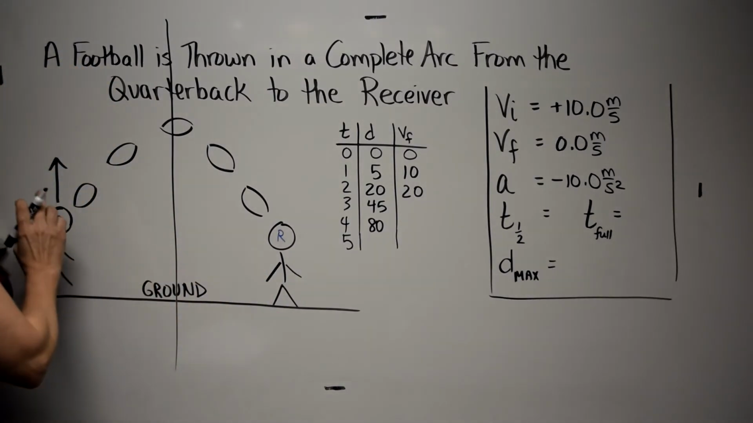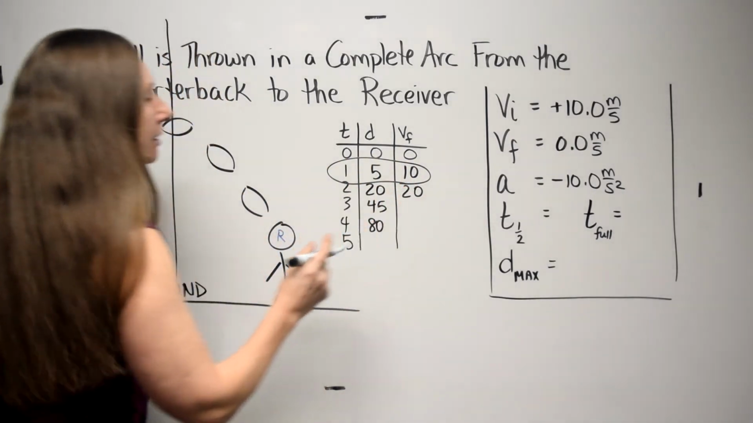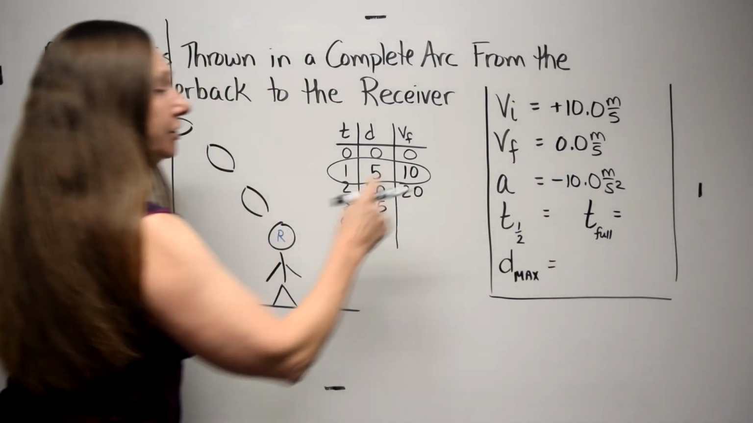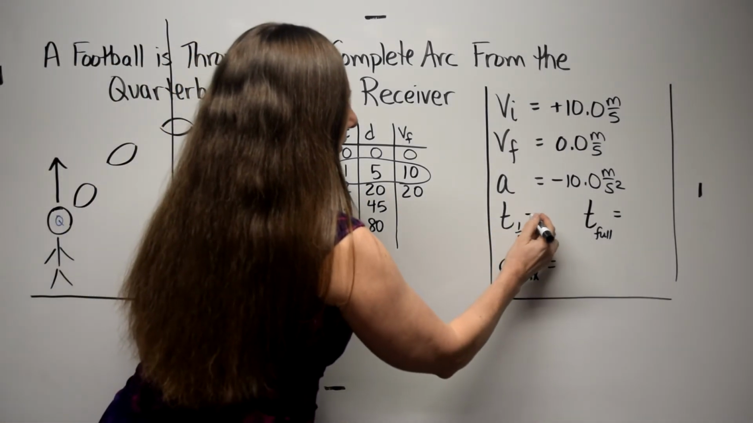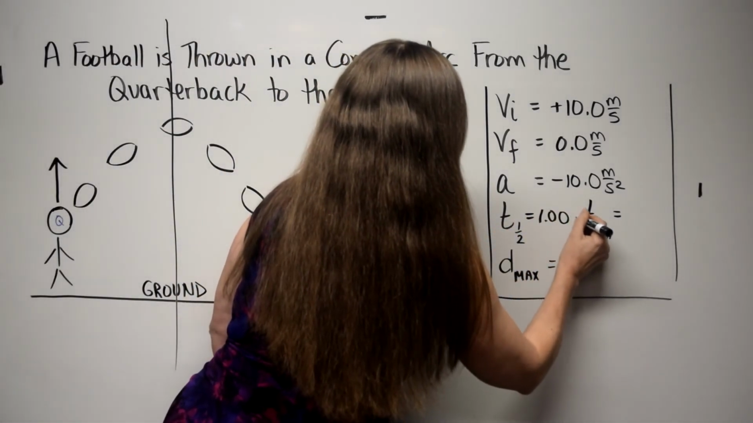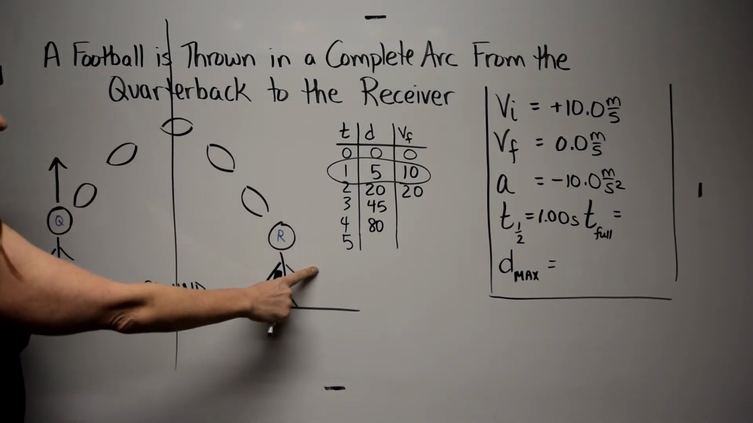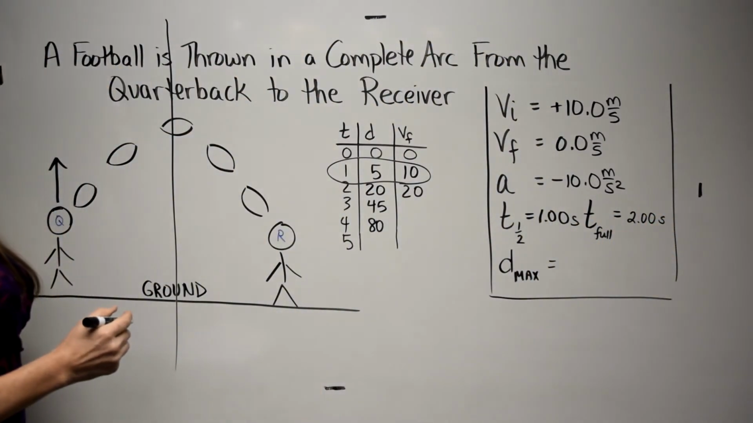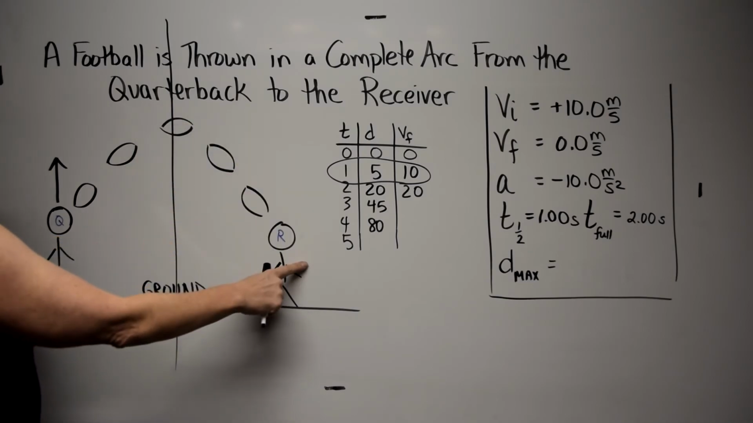If the initial velocity is 10, how long does it take the ball to get to where the final velocity is 0? It takes 1 second. So the half time, the amount of time to get halfway to the receiver, is 1 second. That means the full time would be 2 seconds. It would take 2 seconds to get to the receiver. If it takes 1 second to get to here, it takes 2 seconds from here to here.